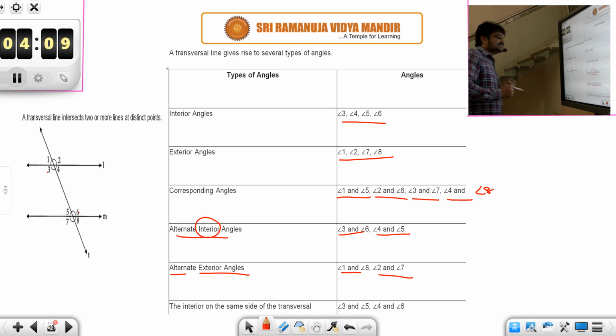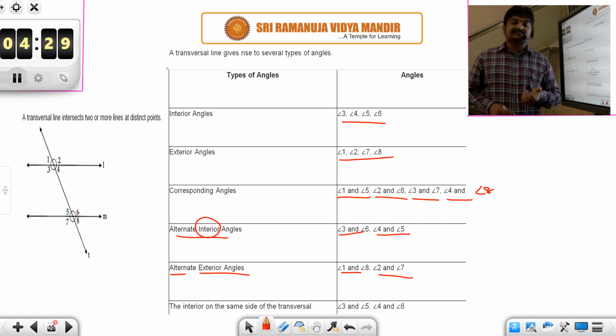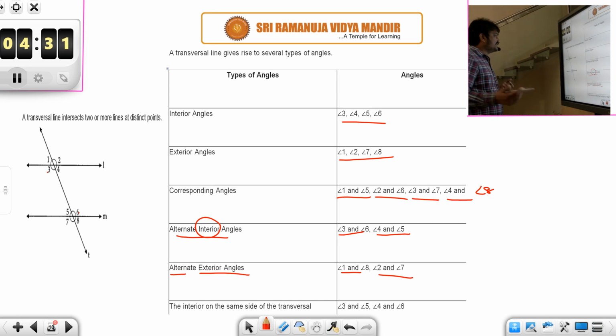And then interior angles on the same side of the transversal. Out of the interior angles, the angles on the same side, that is 3 and 5, and 4 and 6, we call them same-side interior angles. And 3 and 4, we have discussed, are adjacent angles. 3 4 are adjacent angles, 2 4 are adjacent, 1 2 are adjacent, 1 and 3 are adjacent. Similarly 5 6 are adjacent, 6 8 are adjacent, 8 7 are adjacent, 7 5 are adjacent.